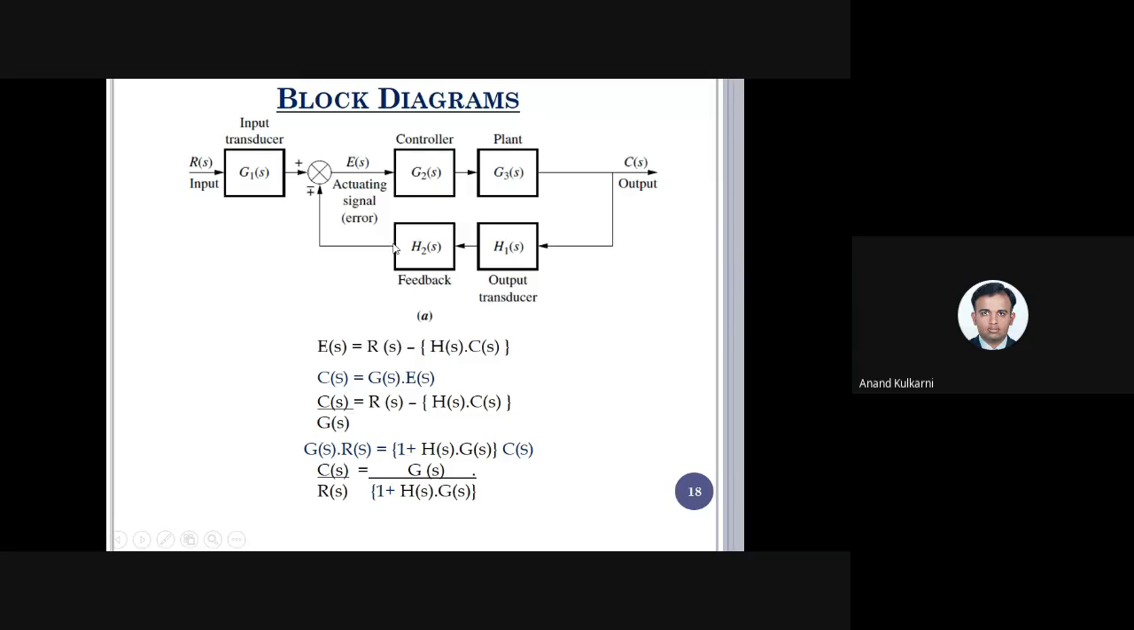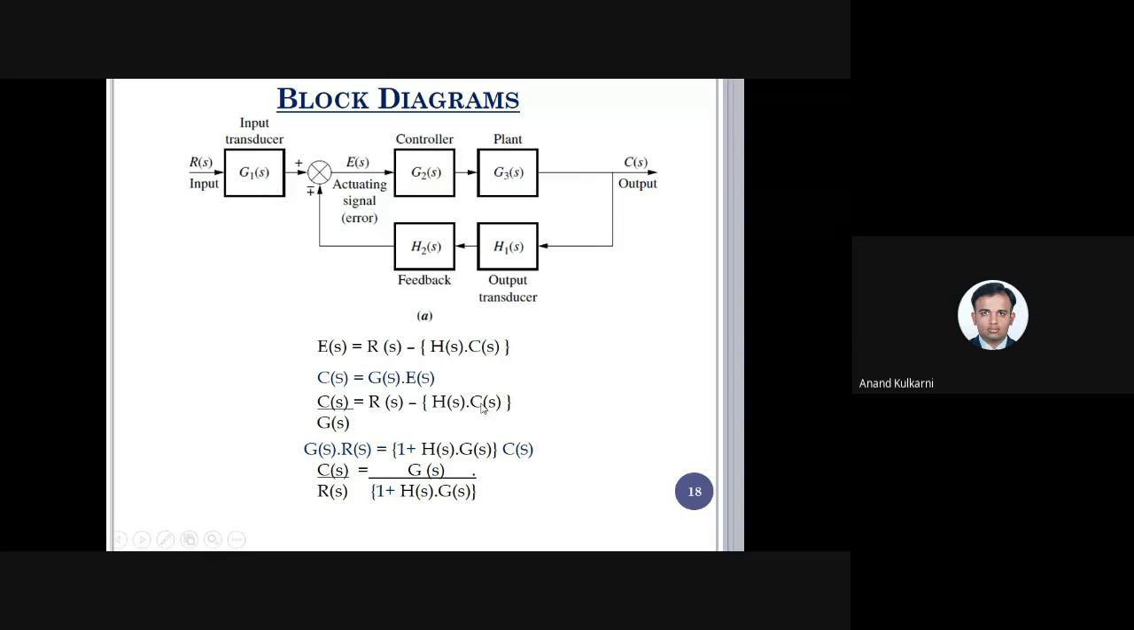There is a transfer function of this feedback loop block, as well as the output signal that is written here. We know that output is equal to input into the transfer function, so C of S is equal to G of S into E of S. But we know that E of S is equal to this. So I substitute this in equation number 1. Then we again multiply, so C of S is equal to R of S into G of S minus H of S, C of S, and G of S.